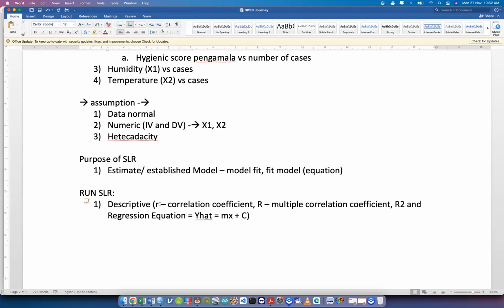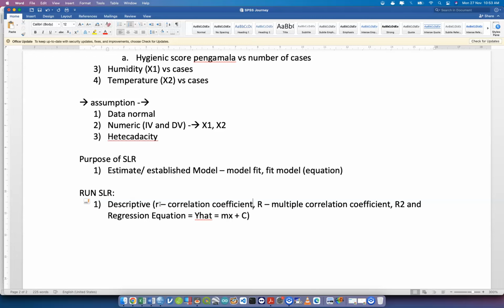Multiple correlation coefficient is actually looking like the Pearson correlation lah. When you have a higher point, which is near to the 0.8, 0.9, that means the correlation is good. That means the correlation between X's and Y is good. That is the multiple correlation coefficient, or we call it the big capital R.